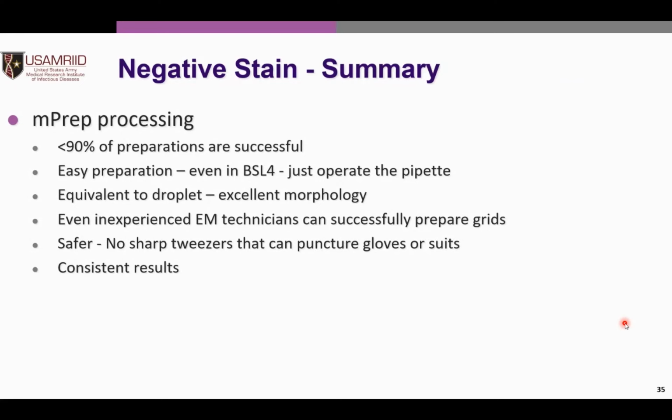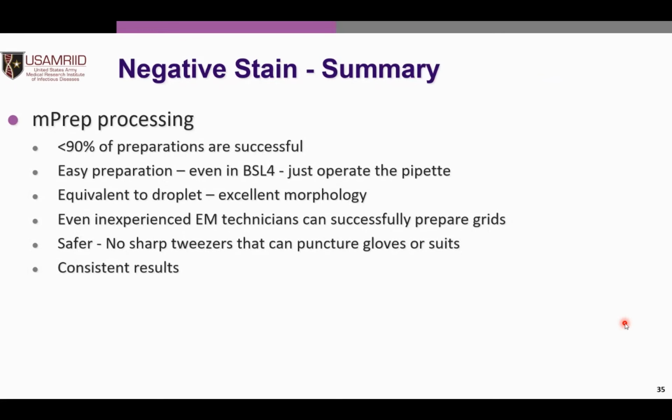So in summary, we had about 90% successful preparations in BSL3 and BSL4, which was a huge improvement over what we were getting before. Preparation is a lot easier using the mPrep capsules. You're just pipetting versus trying to do the droplet method. We got equivalent results compared to the droplet method. It made it a lot easier for us to have inexperienced EM technicians doing the sample prep, which was typically required depending on the virus we were trying to work with.